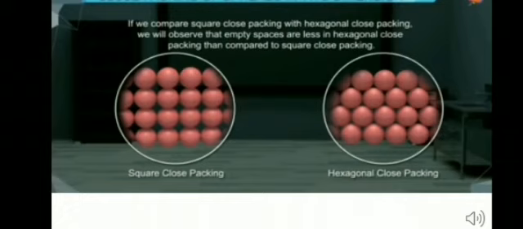Now, let us compare the square close packing and hexagonal close packing. It is evident from the figure that empty spaces in hexagonal packing is much less than that in the square close packing. These empty spaces are called as voids. Hence, the arrangement in the hexagonal close packing is more efficient than the square close packing. Remember, more the number of voids, less is the packing efficiency of the solid crystal.